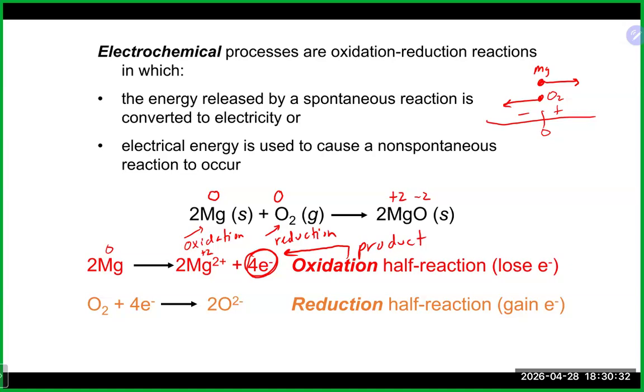Why are there 4 electrons? Because each magnesium will lose 2 electrons, and there are 2 magnesiums. So that's a grand total of 4 electrons. 2 for each magnesium is going to give it up. On the other side, we have the oxygen gaining those same 4 electrons. So it is the exact same 4 electrons that go to the other side. And that's going to be the reduction half reaction. And on a reduction half reaction, we find electrons on the reactant side.